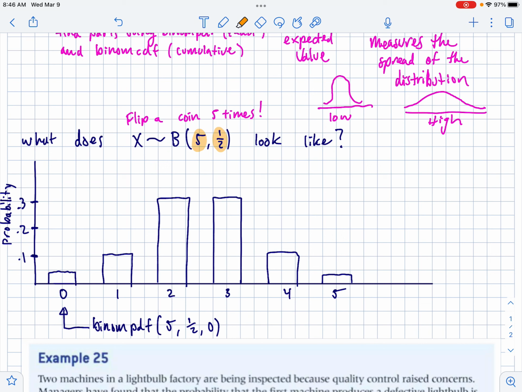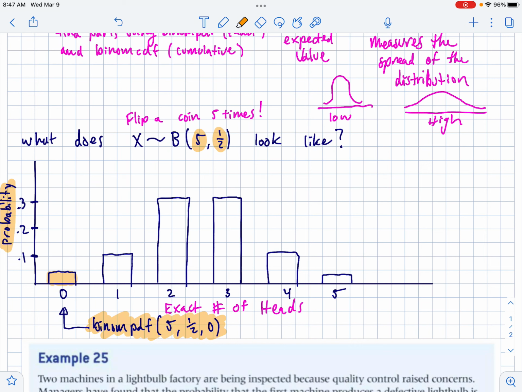So I came up with a graph to show you what this looks like, where probability is the y-axis, and the x-axis, which I didn't label, is the exact number of heads or tails. It doesn't really matter because their probability is totally the same. If you run binom PDF with 5, 1/2, 0 in your calculator, it's like a 0.03 probability or something like that. It's very, very small. And that's the probability of getting no heads when you flip a coin 5 times.